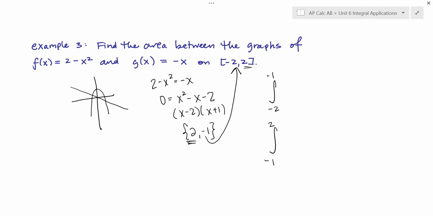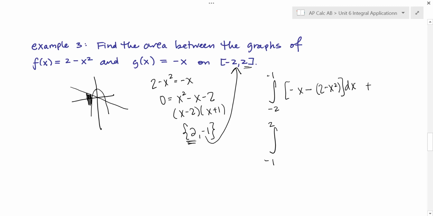Now, over this first interval that we're looking at, from negative 2 to negative 1, this is going to be this little thing right here. So the area between those two curves: on that interval, my straight line is on top, my g of x, my negative x. So I'm just going to say this is from negative x minus 2 minus x squared.